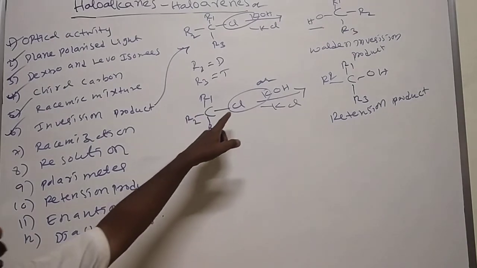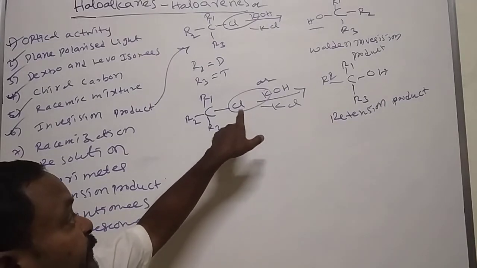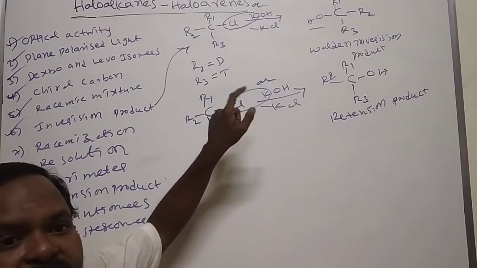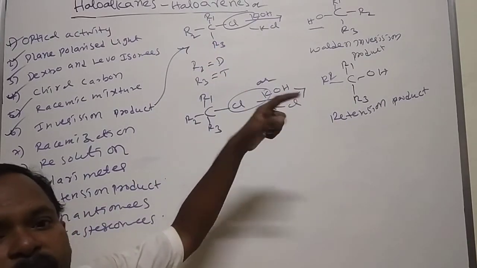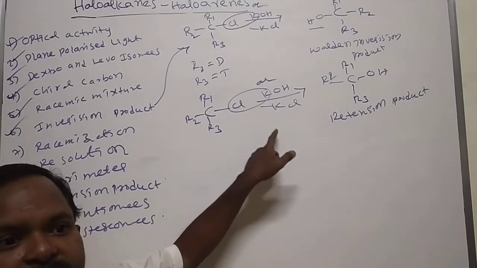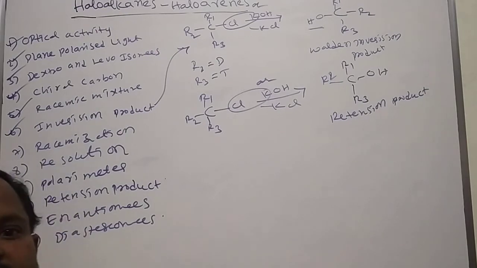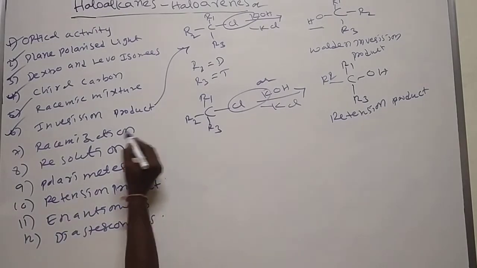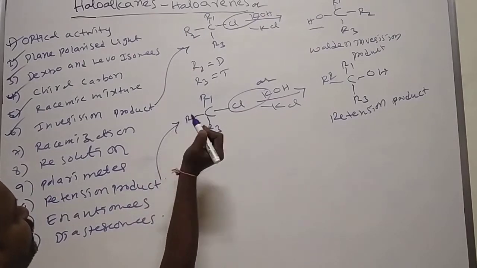In this, chlorine we call the leaving group. The leaving group and the attacking group attack from the same side. The leaving group is released from the right side, and the attacking group also attacks from the right side. That we call the retention product.